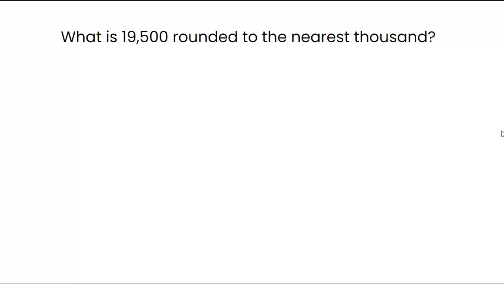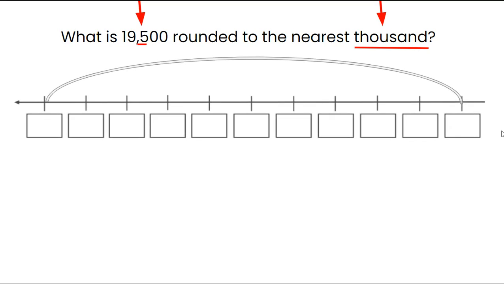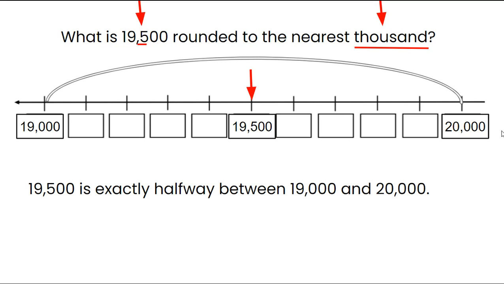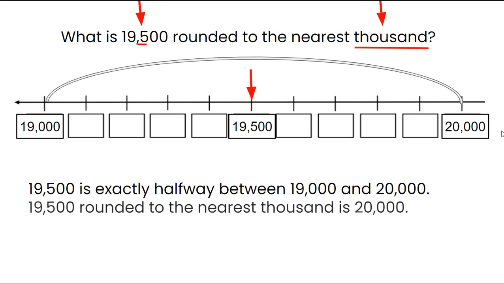And to review, when we are rounding, we are looking at the hundreds place if we are rounding to the nearest thousand. For this number, 19,500, 5 is in the hundreds place. If we look at a number line with 19,000 at the low end and 20,000 at the high end, 19,500 is right in the middle. If 19,500 is exactly halfway between 19,000 and 20,000, then it's going to be rounded to the nearest thousand, which is 20,000.